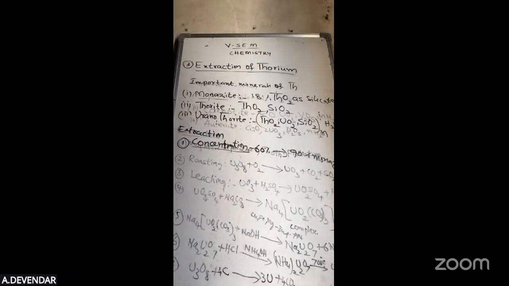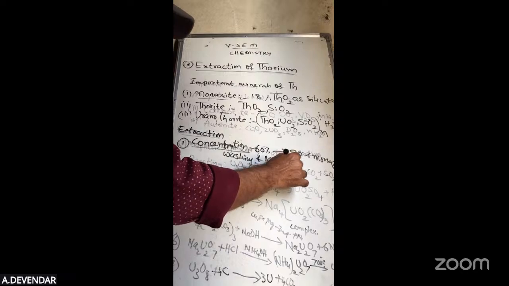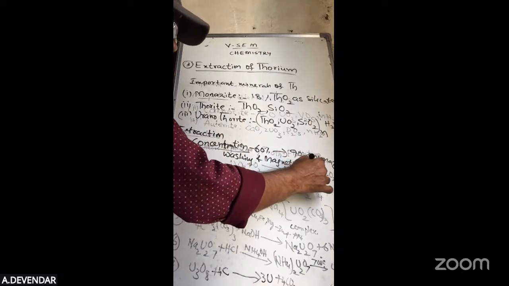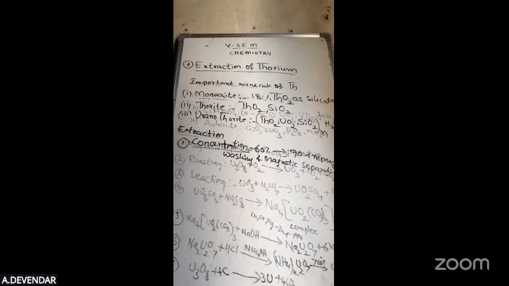So first is washing and magnetic separation. Here washing will take place, and magnetic separation. These are the two methods which are used in the concentration for the extraction of thorium from this monazite.